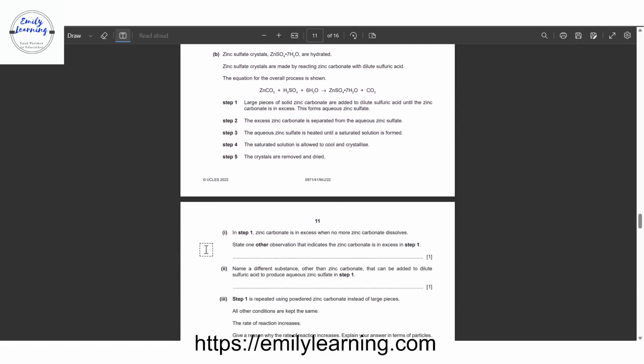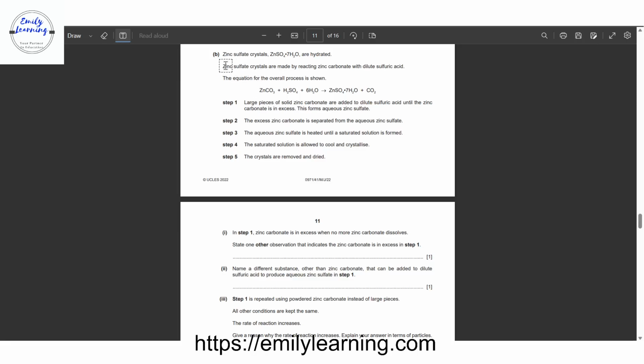Okay, B. Zinc sulfate crystals ZnSO4.7H2O are hydrated. Okay, so you have your water of crystallization. These molecules are called molecules of crystallization. So they are attached, okay, to your ZnSO4.